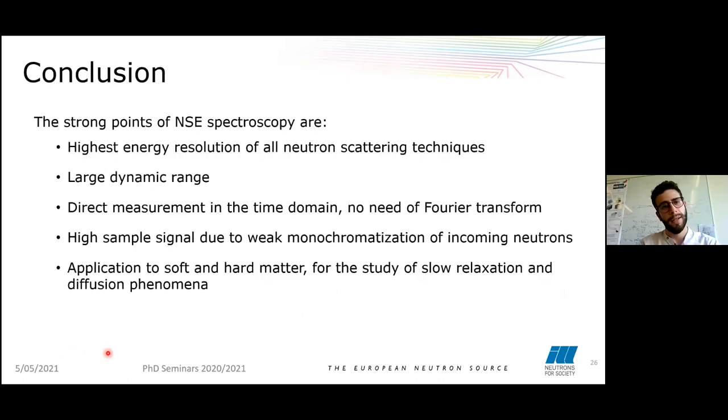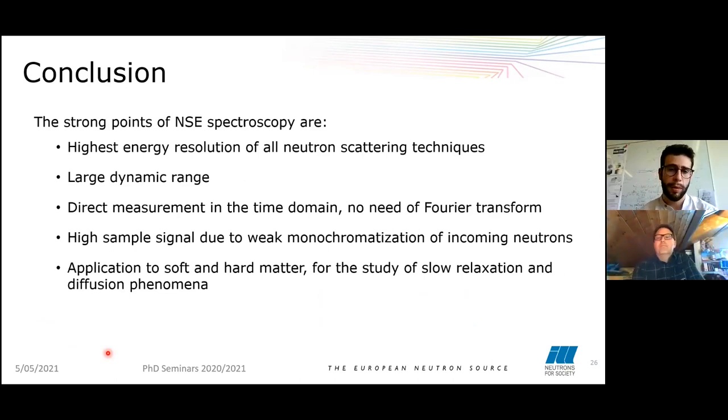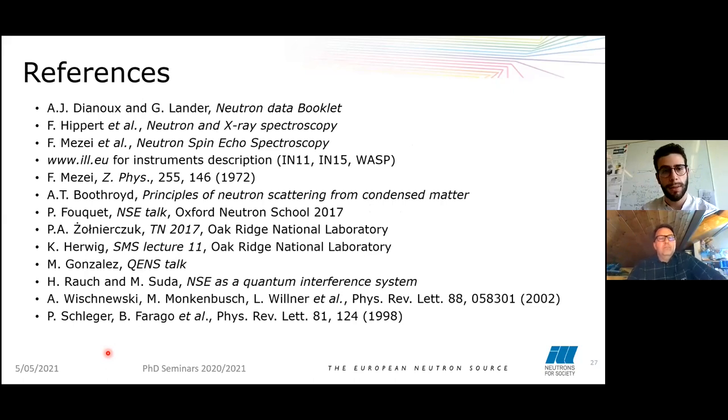So at the end, the strong points of neutron spin echo are the highest energy resolution of all scattering techniques, and neutron spin echo can help to have a large dynamic range. Then there is a direct measurement in the time domain, so we don't need the Fourier transform like in other scattering instruments. Spin echo spectroscopy can lead to high sample signal, because we have weak monochromatization of the incoming neutrons. And then we can apply the neutron spin echo to hard and soft matter to study slow relaxation and diffusion phenomena.